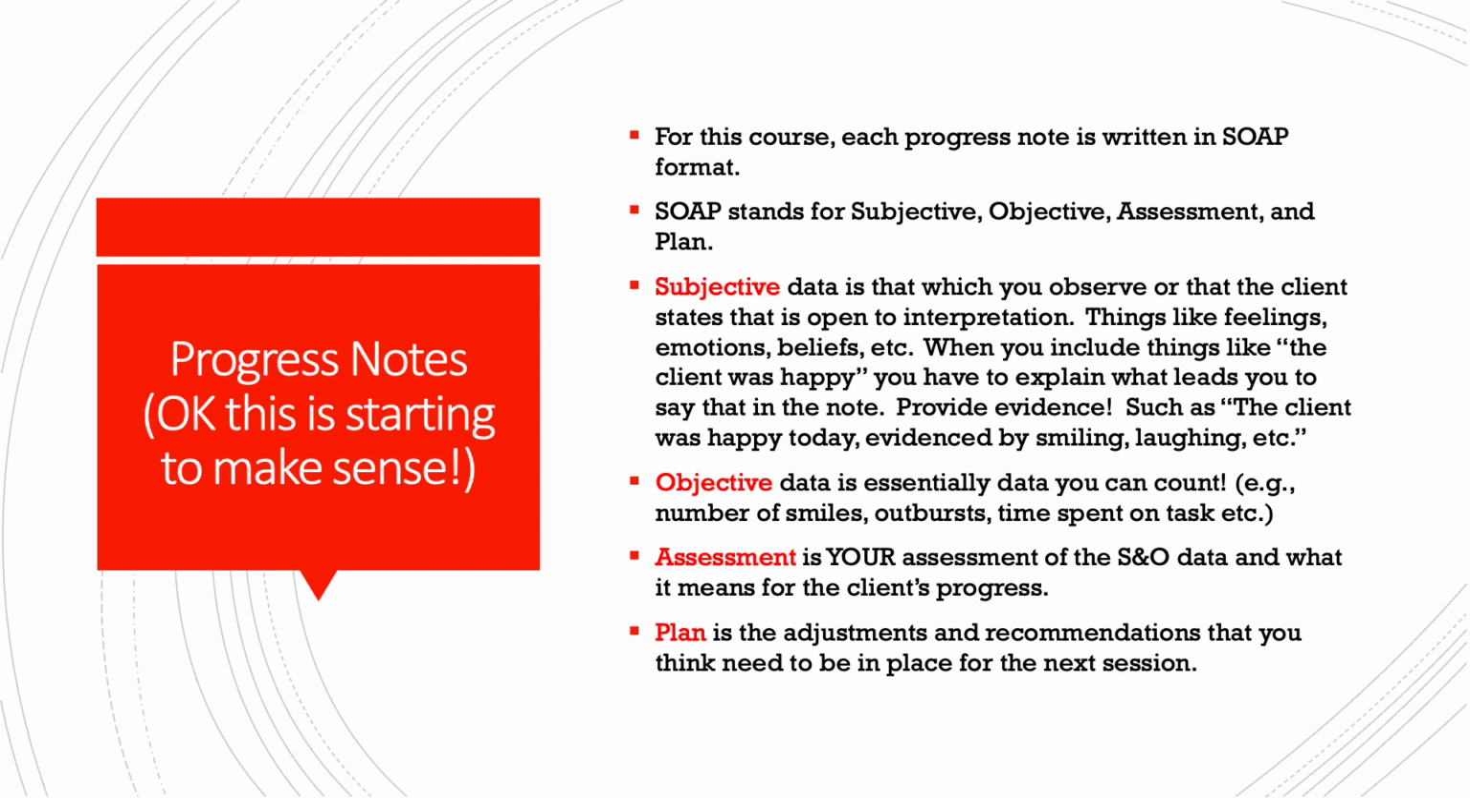Objective data, on the other hand, is essentially data that you can count, such as a number of smiles, a number of negative outbursts, time spent on task. All these things are measurable, and that's the important distinction between subjective and objective. It's very hard to measure an emotion. However, we can measure how many times a person smiles. And it all depends on the goals that we have set, kind of what data goes in each section.